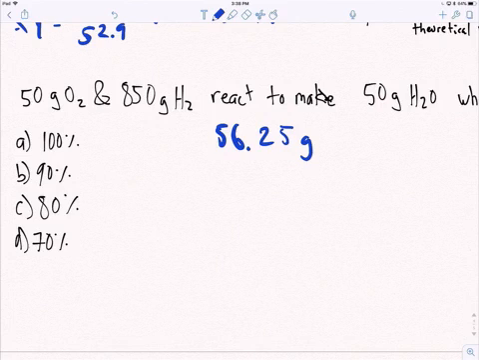Some people think A, we're getting 100%. We think B, 90. We think C, 80. D, 70. Is anybody stuck, or do you just need more time? More time? Okay.